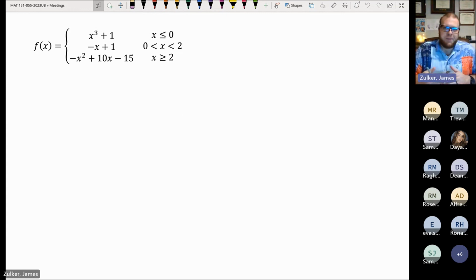Right? All three pieces here are going to be continuous over their respective domains. So that means we have two possible points of discontinuity, one at 0 and one at 2. Let's check them. Start with 0. F of 0 is 1, isn't it?